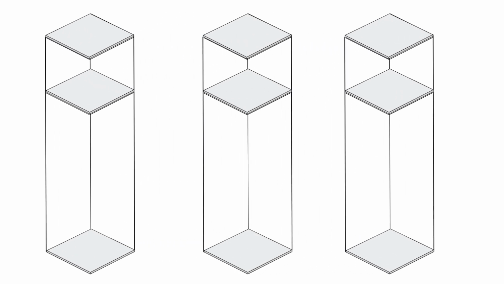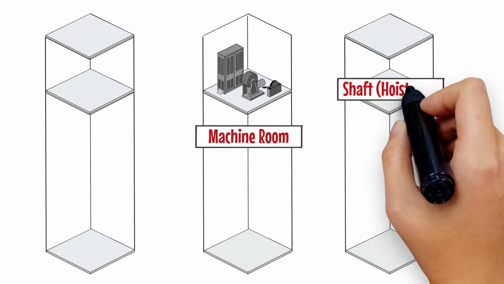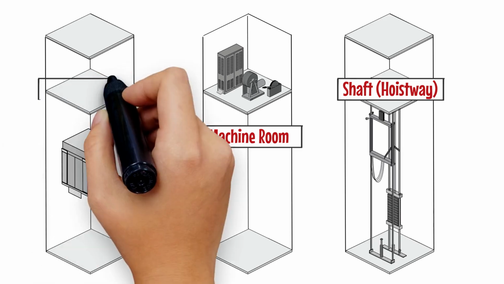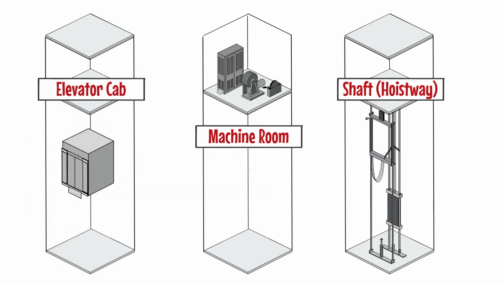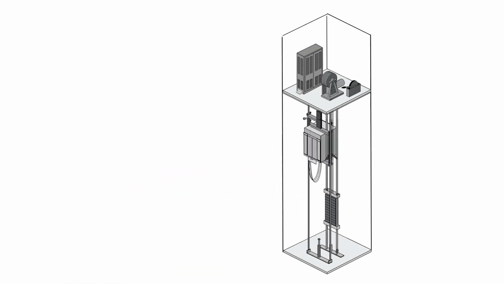The machine room, which houses equipment relevant to the power and control of the elevator. The shaft, in industry we call this the hoistway, which is the area of the building where the elevator travels, and the cab, where the passengers ride. We'll take a quick look at each of these categories separately before getting into specific case types.